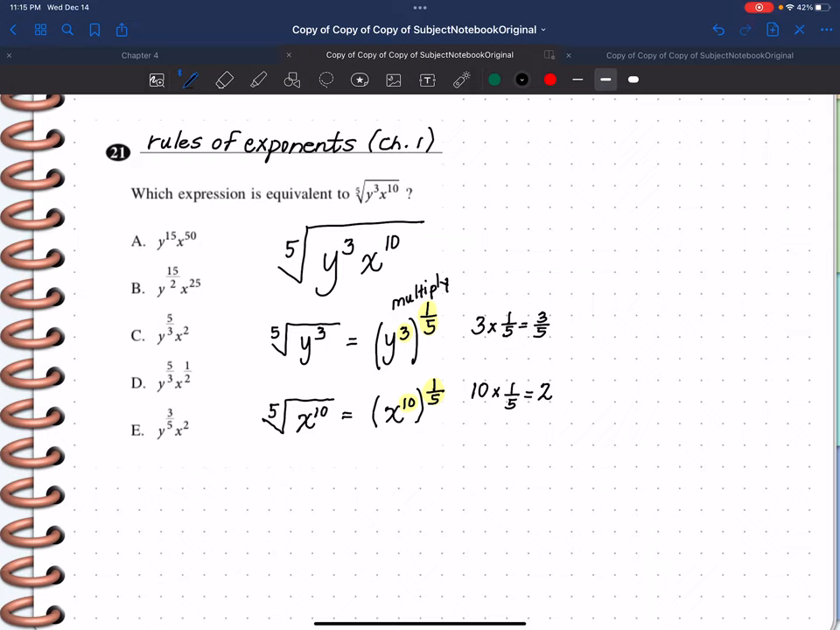So we would say y to the 3/5 power and x to the second power when we simplify those two things down. So I like answer E on this one. You really have to know those power rules. And this is discussed in example 4 on page 31 of the textbook.